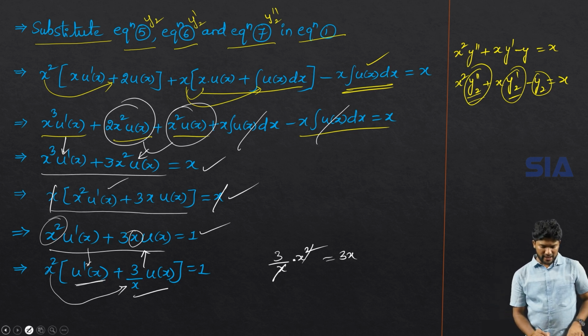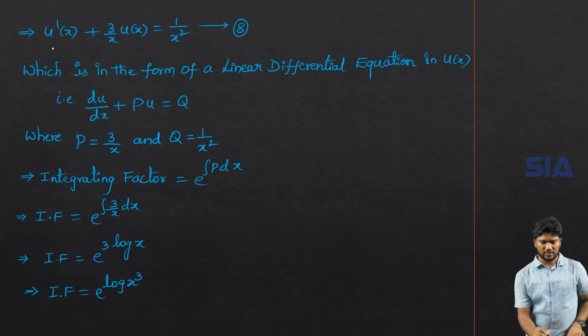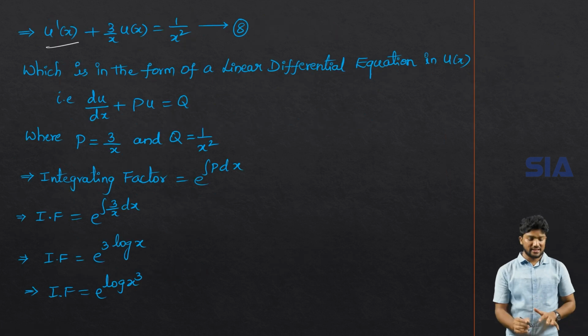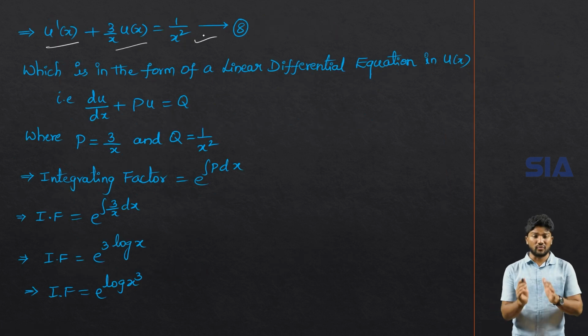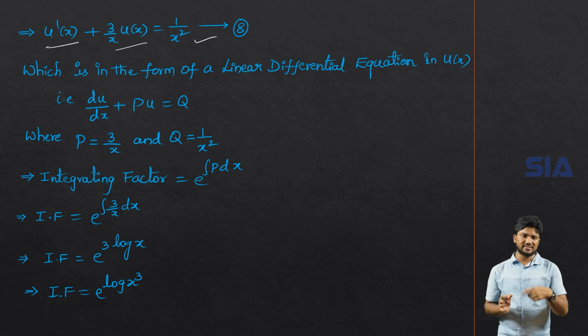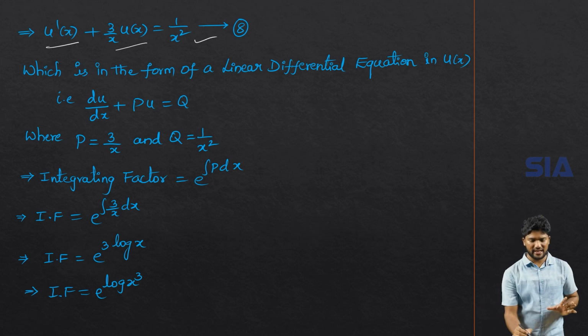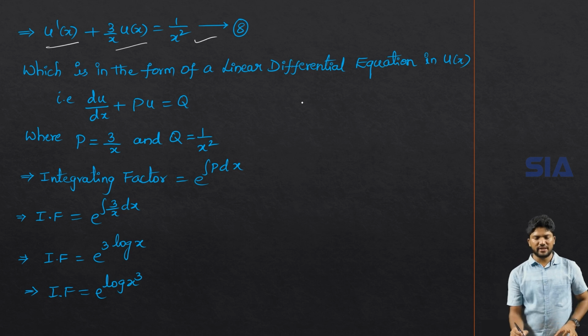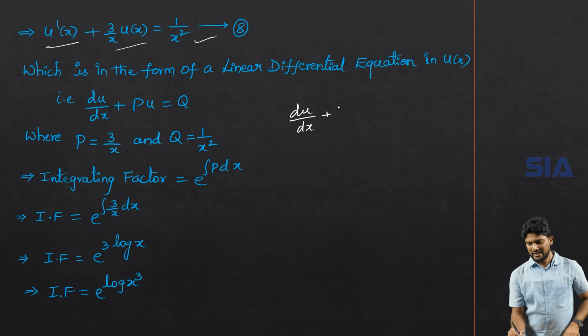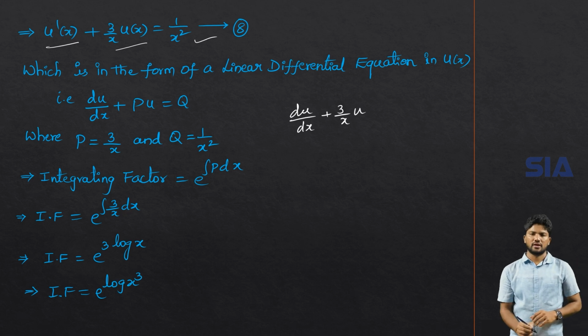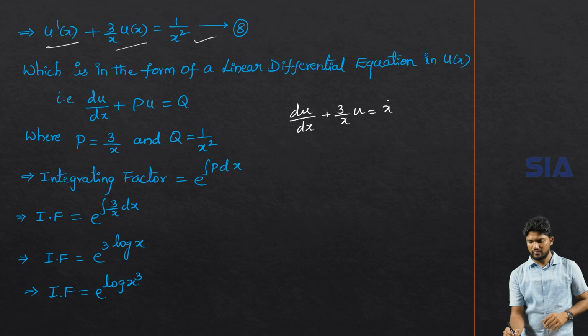Now send the x square term to the RHS. So u dash of x plus 3 by x into u of x is equal to 1 by x square. After sending x square to the RHS, take it as equation number 8. Now observe that u dash of x means nothing but du by dx, plus 3 by x into u of x, means du by dx plus 3 by x into u is equal to 1 by x square. Equation number 8.